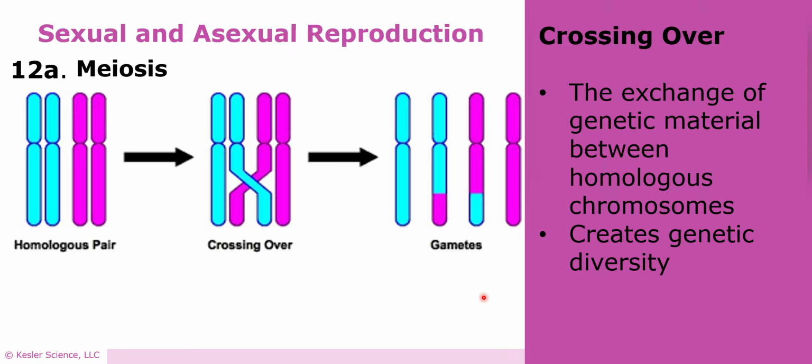So there's this exchange of genetic information. This leads to even more genetic diversity. The key point from this is crossing over helps to mix up the genetics and it increases the genetic diversity. It increases the genetic variation. It increases the different types of genetics that an organism has. That is the key takeaway from learning about crossing over during meiosis.